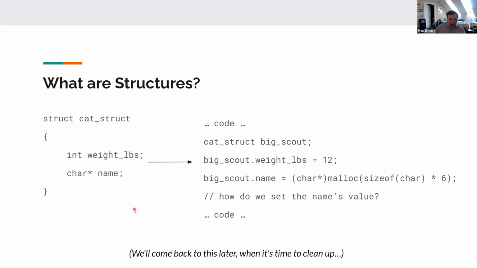How are we going to set that? Well, we're going to use string copy again, but we're going to refer to bigscout.name. So what is Big Scout? Big Scout is just another variable, another piece of data that lives on our stack. It's exactly the same as an integer, except that it's got more stuff in it, and so it's bigger, and that we've decided what the stuff is.